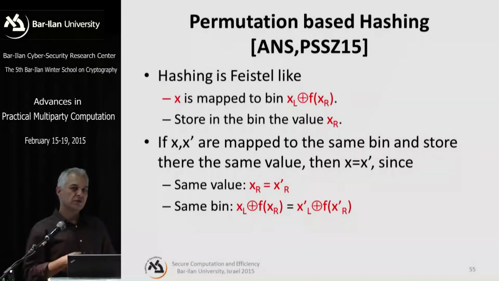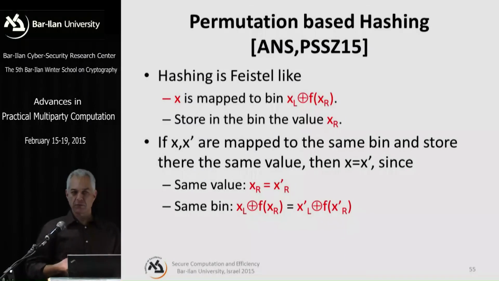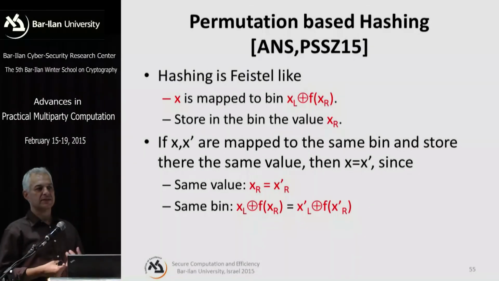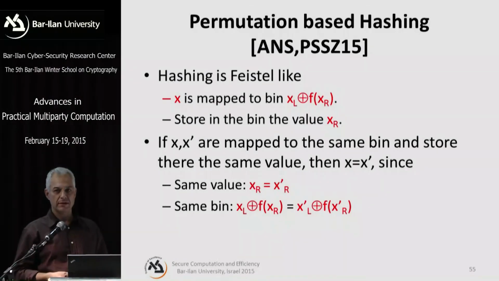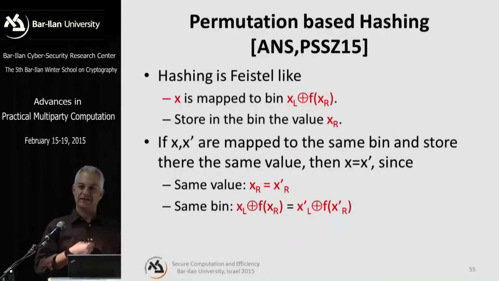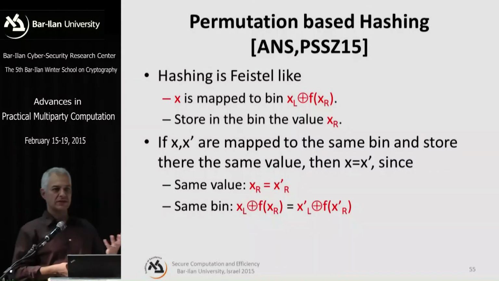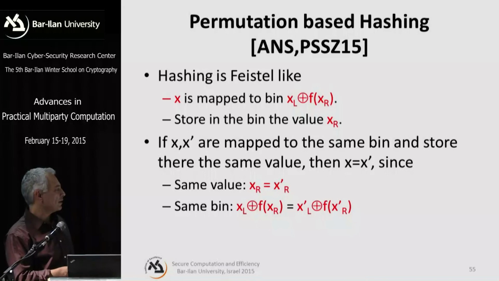And the property we want to achieve is that even though we stored very short values in the bins, we still provably would not get any collisions. So what we want to prove is that if x and x prime are mapped to the same bin, and what we store there is the same value, then x is equal to x prime. So let's see why this happens.